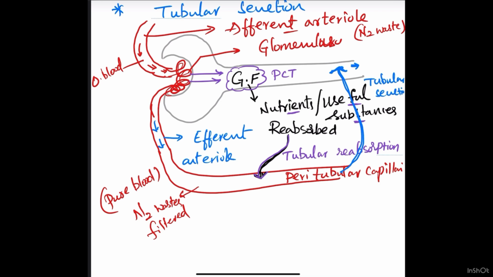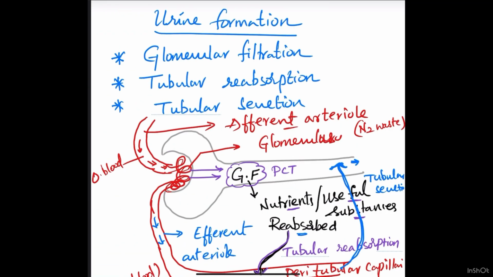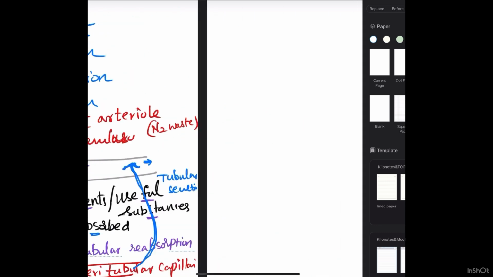Now you got it, right? So filtration, from the filtrate, reabsorbed. Afterwards, some of the unwanted ions are going to be introduced again into the renal tubules. These are the 3 steps. Now let us have an idea of how this filtration takes place.